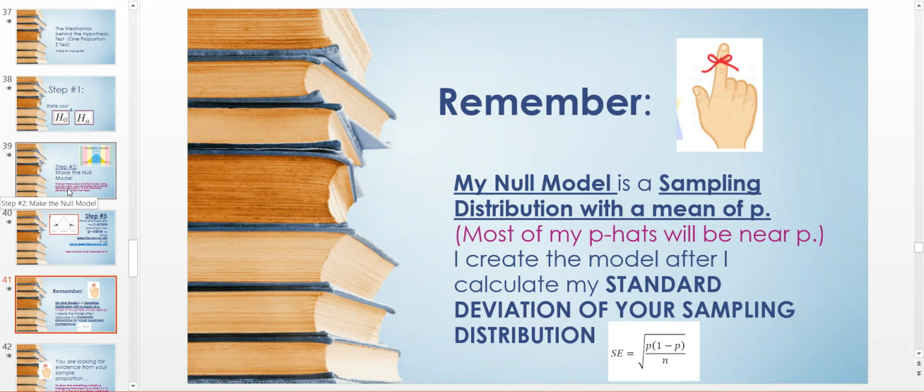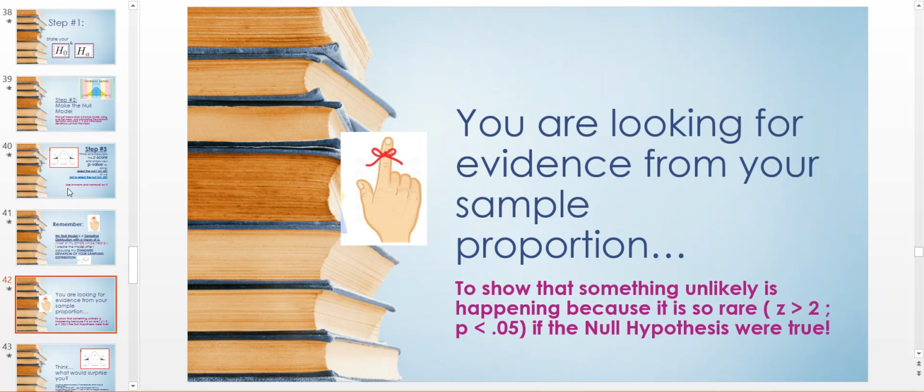All right, so let's remember a couple things. The null model is the sampling distribution with a mean of p. That's exactly what we just spent studying in the last chapter. Remember, all the samples you take, most of the p-hats are going to lie near p. So once you know p, you could then create your standard deviation using the formula here, which is just the square root of pq over n.